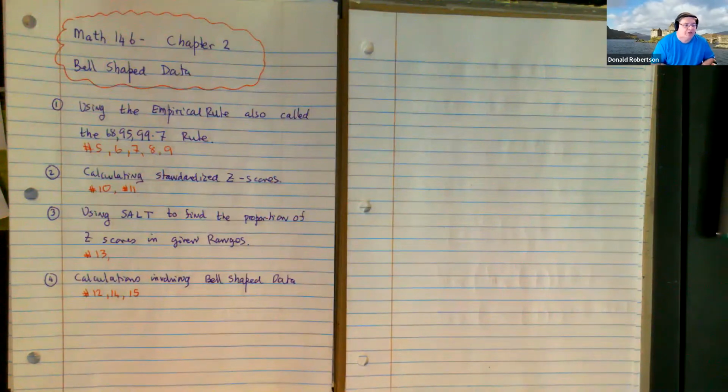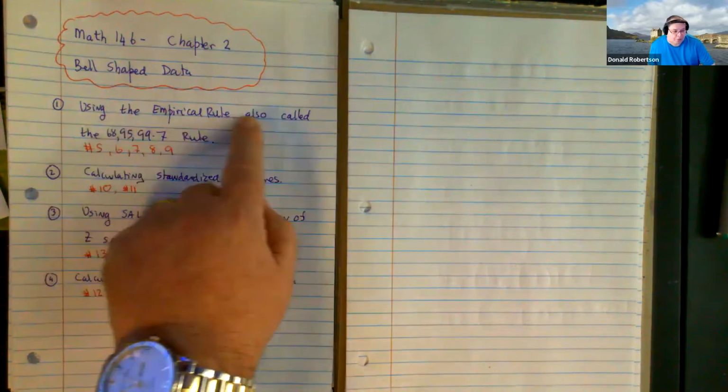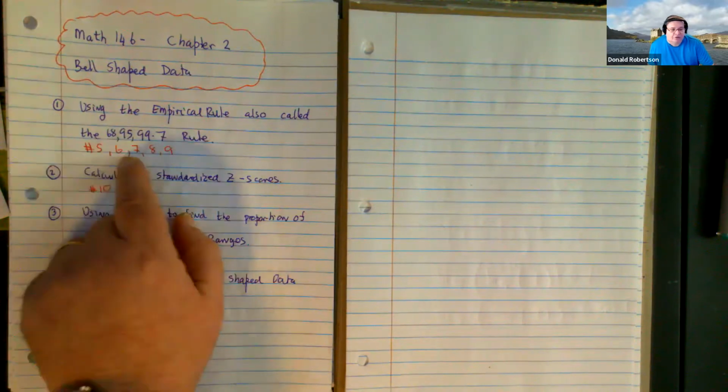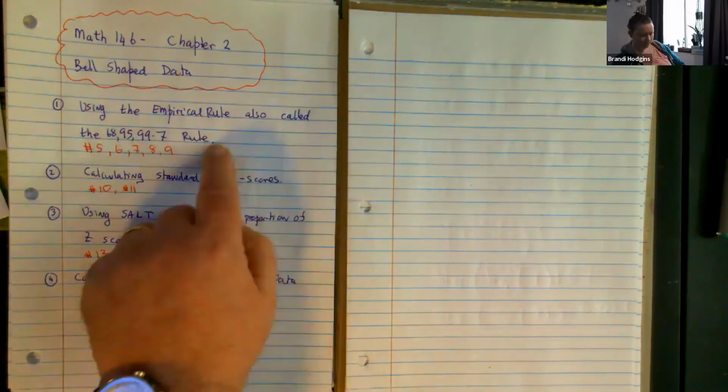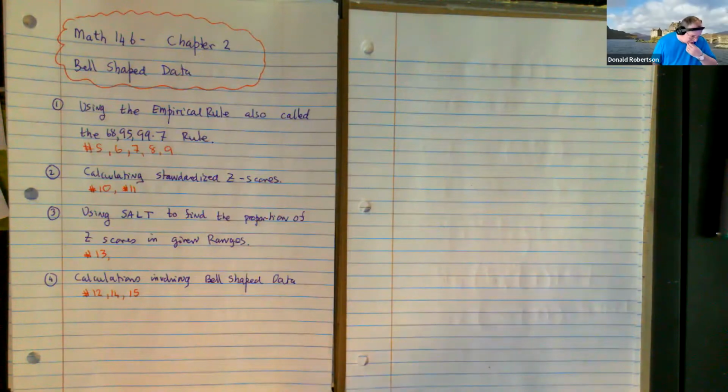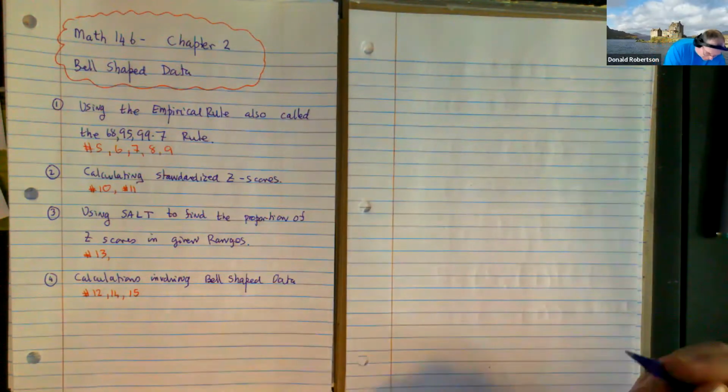Chapter for today, and it's bell-shaped data. We started off by doing what was called the empirical rule, which is if you know the mean and standard deviation, you can actually build a reasonably accurate diagram of what the data would look like, and even describe certain regions and what percentage of the data was in that. So I'm going to start with that type of question.